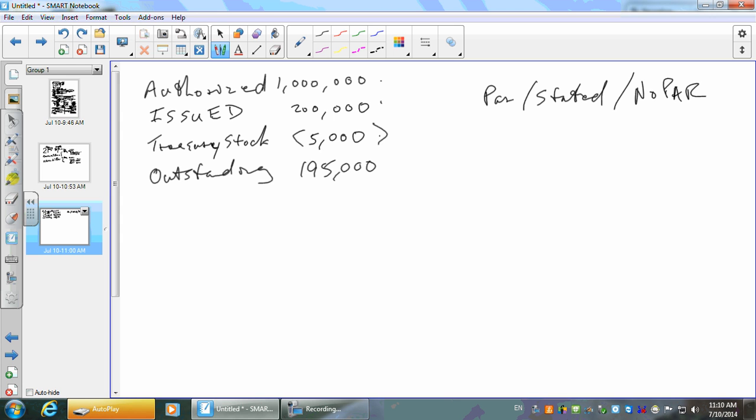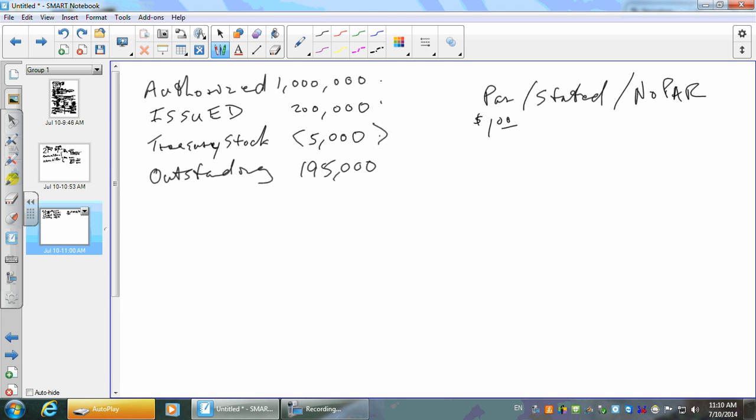In other states, they call it a stated value instead of a par value. The par value is in your articles of incorporation, right? You say, I'm going to issue 1 million shares, par value, say, $1. So in some states, you might have a par value of $1. It doesn't mean you can issue it for $1. It's just a par value. It's a legal capital requirement. So we got $1.